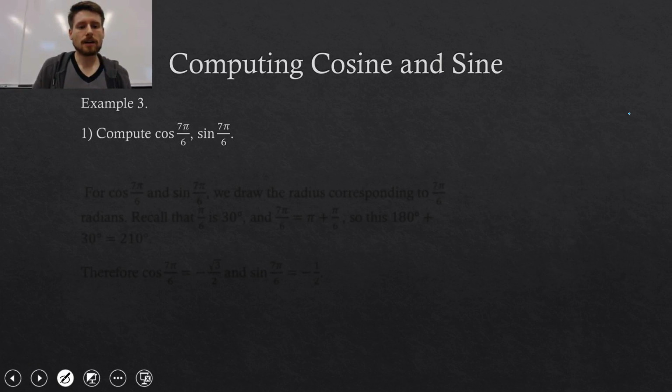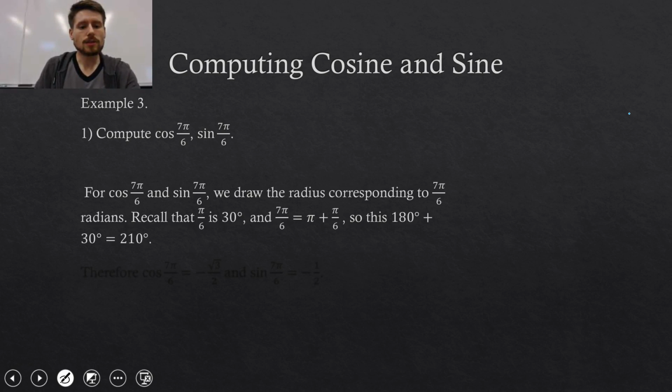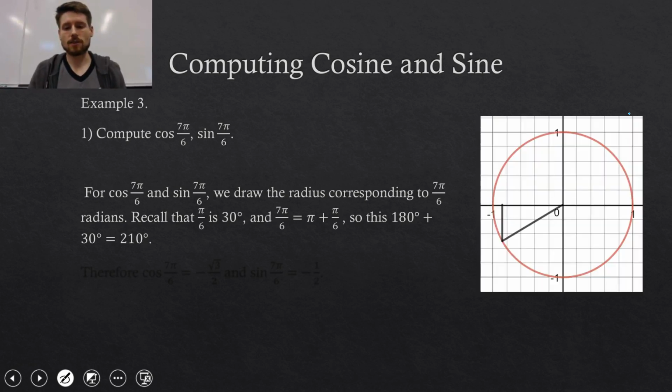Let's compute cosine of 7 pi over 6 and sine of 7 pi over 6. So for cosine of 7 pi over 6, we need to draw this angle. Now this is a slightly trickier angle, 7 pi over 6 radians. Remember pi over 6 is 30 degrees. 7 pi over 6 is one whole pi and another sixth of pi. That would be 7 sixths, because you have 6 sixths and 1 sixth. So we have pi plus pi over 6. This is the same as 180 plus 30, so this is 210 degrees.